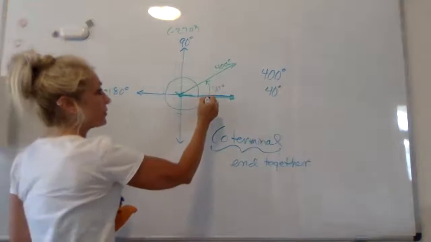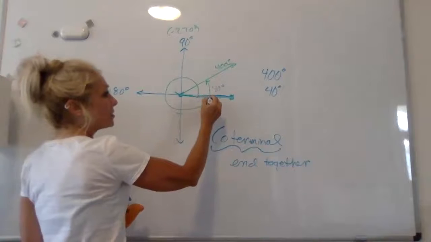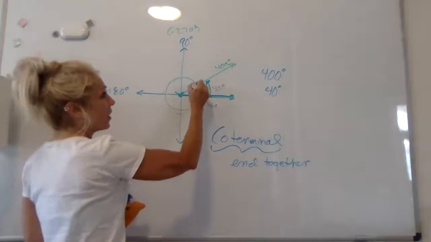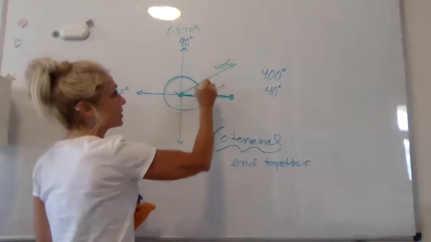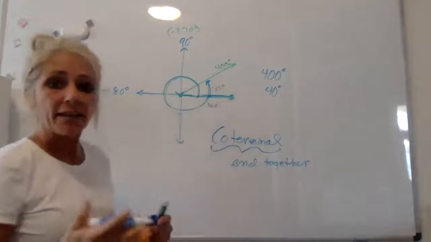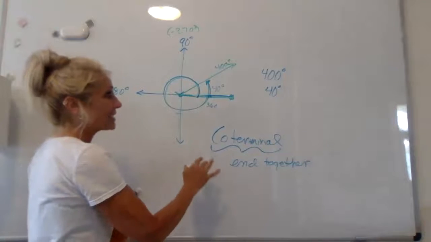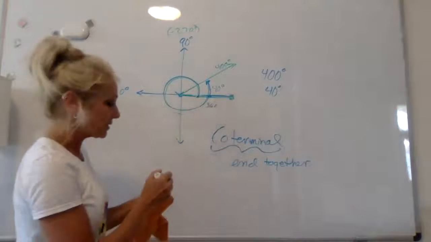Because we both start here, and I'm old, so I just go 40 degrees and then I stop, and you're young, so you go all the way around and then you go 40 degrees and stop, we're going to be ending in the same place, shared ending. And so because we ended together, those two are coterminals.